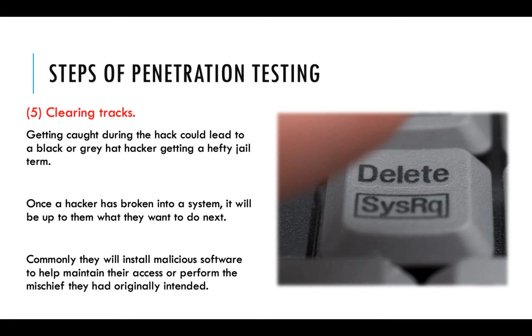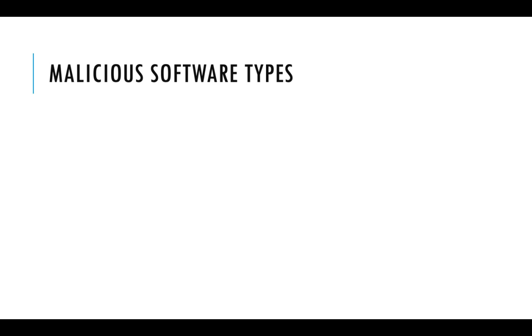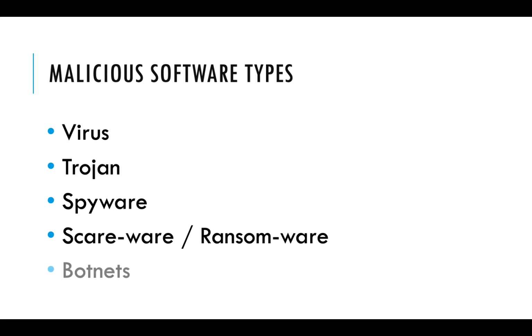And they're the 5 steps to penetration testing. Now, a hacker might employ a number of different malicious software types in order to help them do these steps, and we need to know these for our A-level. Things like viruses, trojans, spyware, scareware and ransomware, and even botnets. So let's do a quick recap of what these are. You might have heard of these before if you've done GCSE, but it's always good to refresh our memory.